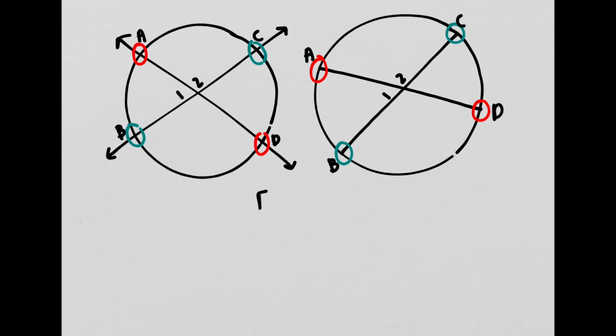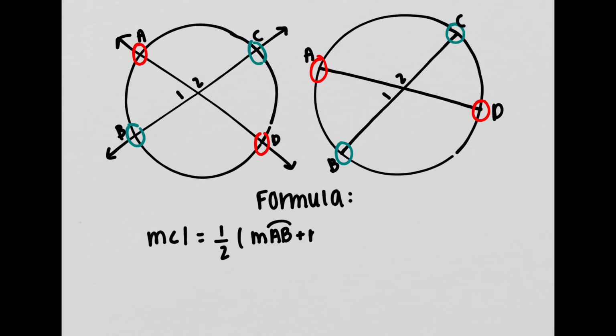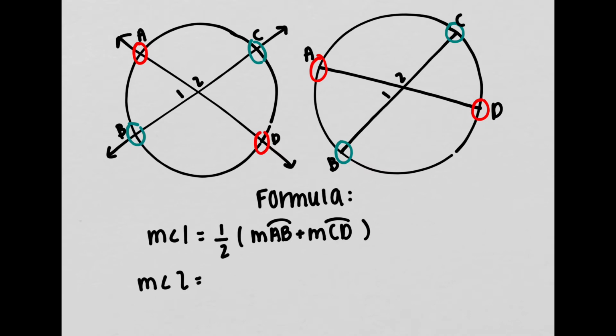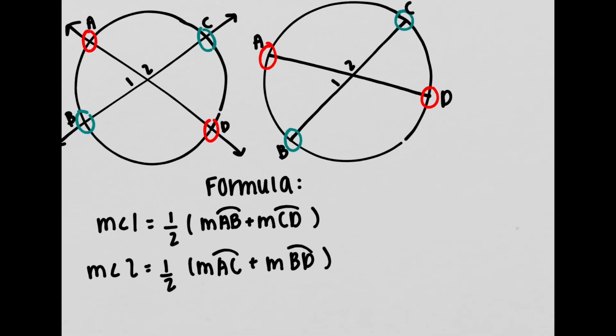Now we do have a formula, and there's technically two depending on which angle you're looking for. The measure of angle 1 is equal to 1/2 of the measure of arc AB plus the measure of arc CD. So to find that angle, you would take the two arcs, add them together, and divide by 2. And it's very similar for angle 2, so it's 1/2 the measure of arc AC plus the measure of arc BD. Now if I wanted to turn this into words, to find the angle, it's equal to 1/2 of the arcs added together.